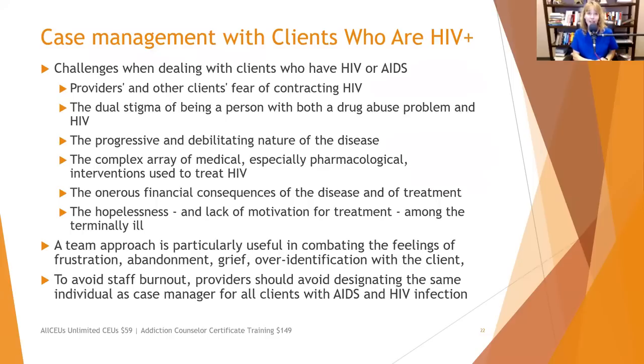Both HIV and substance abuse, but HIV is progressive and debilitating. So, as clients progress from HIV to full-blown AIDS, they're going to have some changes in their cognitive status, their mental health status, and their physical health status that need to be dealt with. They often have a complex array of medical, especially pharmacological, interventions, and the side effects of some of those medications are doozies.